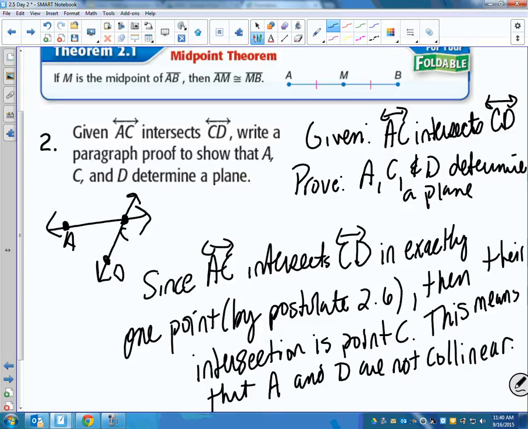So I'm using a postulate that says when two lines intersect, they intersect at exactly one point. That point of intersection is C. Therefore, I know A and D are not collinear. I think I'm really close. How do you determine a plane? 3 non-collinear points.